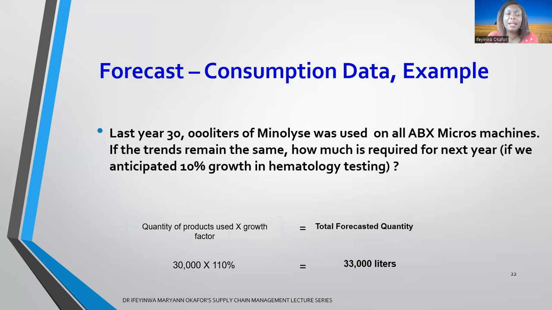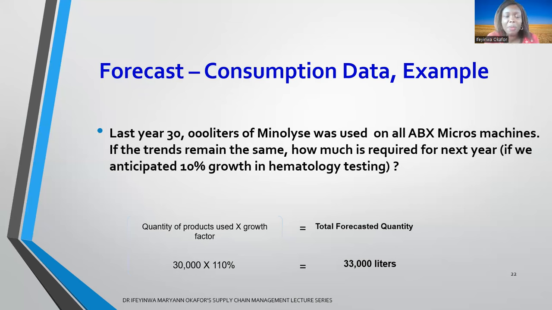It says here, last year, 30,000 liters of reagent was used on all ABS Micros machines. If the trends remain the same, how much is required for next year if we anticipate 10% growth in hematology testing? So here we have the growth factor being 10%, and the quantity of product used is 30,000 liters.